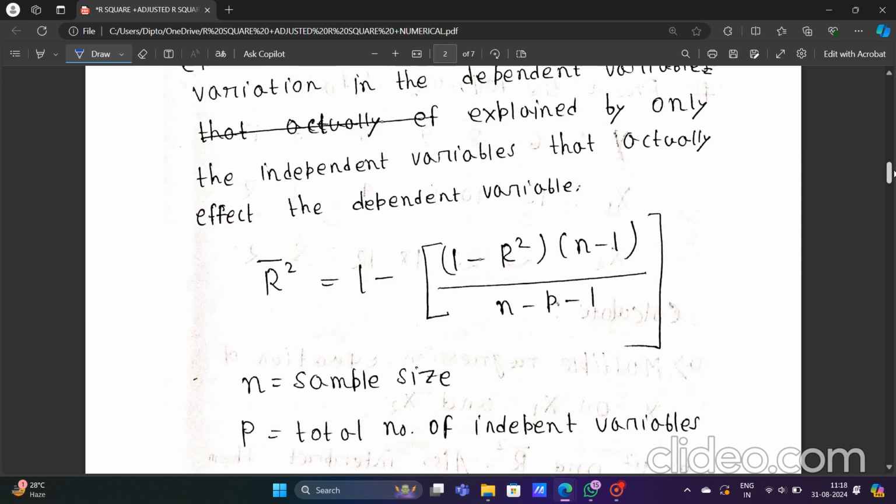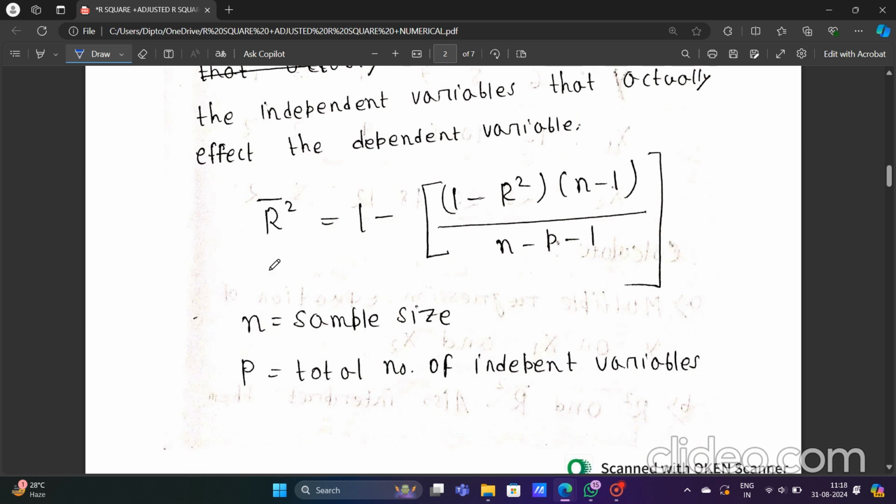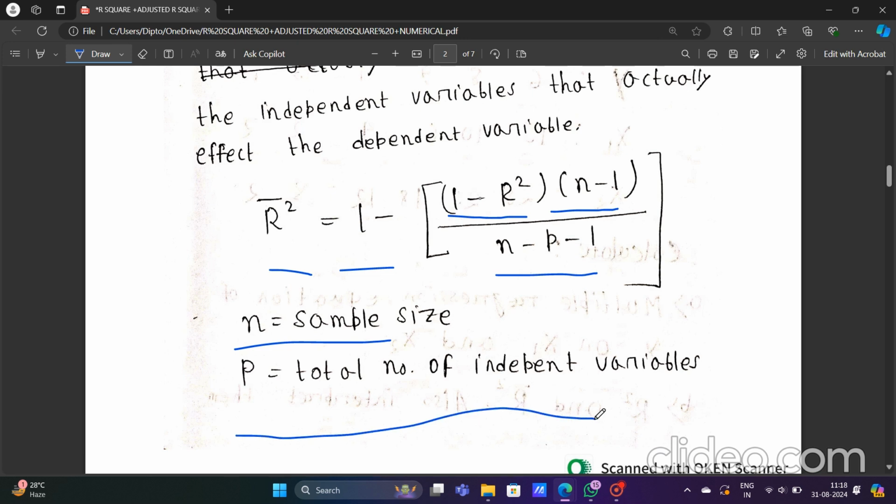So what is the formula of adjusted R square? It is 1 minus (1 minus R square) into (n minus 1) divided by (n minus p minus 1). Here n is the sample size, and p is the total number of independent variables in the model.